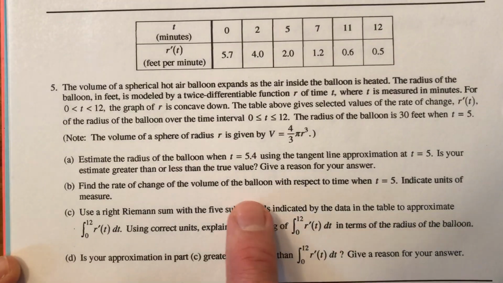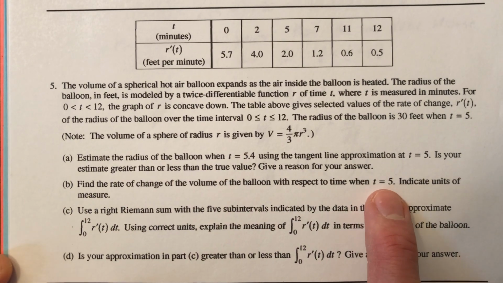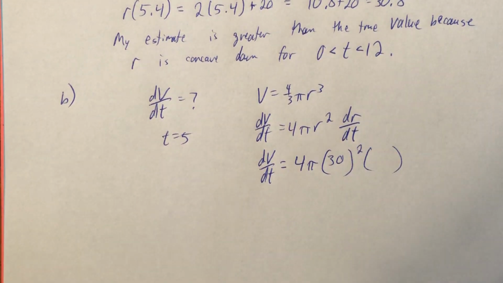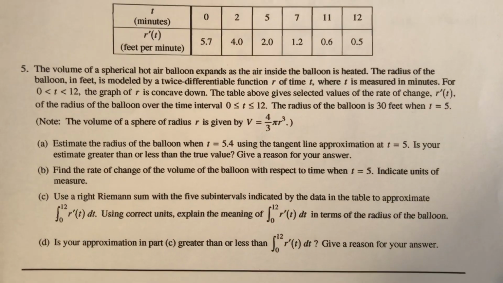They said, find the rate of change of volume of the balloon with respect to time when t equals 5. We put the units of measure in a minute. But t equals 5. When t equals 5, we're at 30 feet of radius. So there we go. 30. This is calculator inactive, but don't panic. That's just 900 right there. You've seen 900 before.